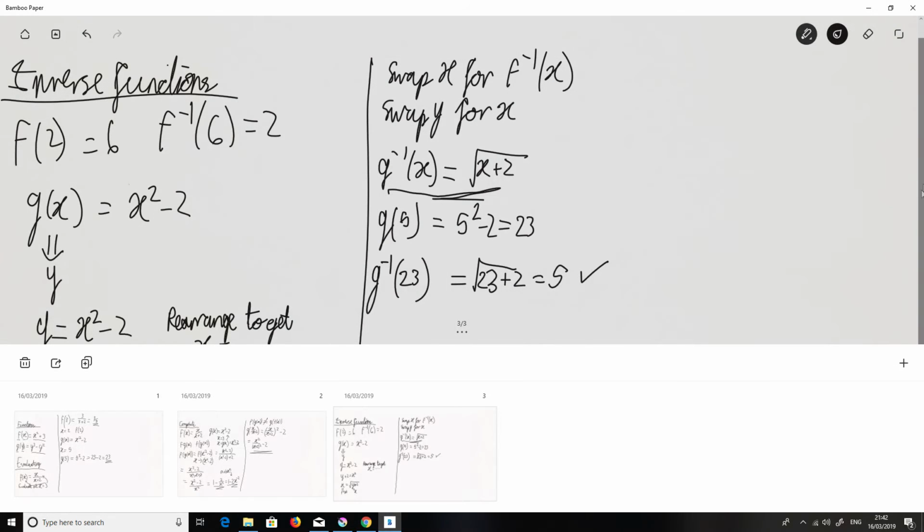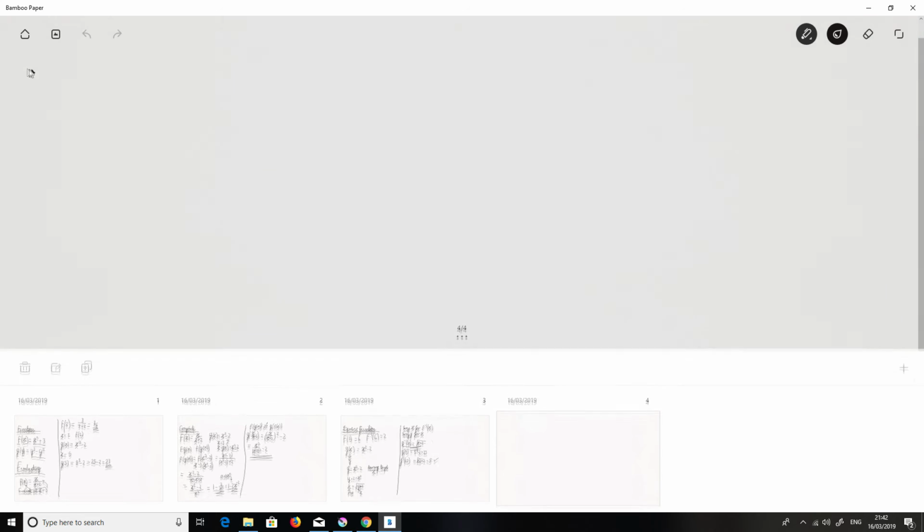I'm going to show you you can also take an inverse of a composite function. So for example, if we take the composite function we had earlier, which was f of g of x is equal to 1 minus 2 over x squared. So what we'll do is follow the exact same procedure as before. We'll swap this out for y. So y equals 1 minus 2 over x squared.